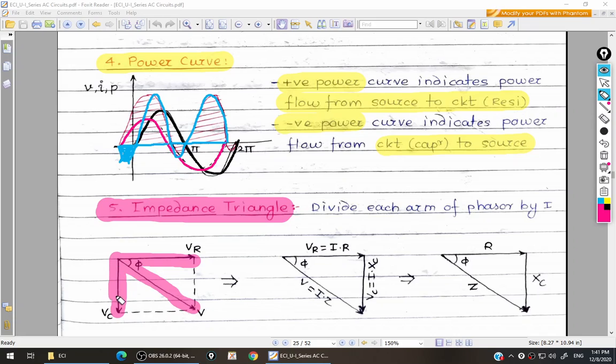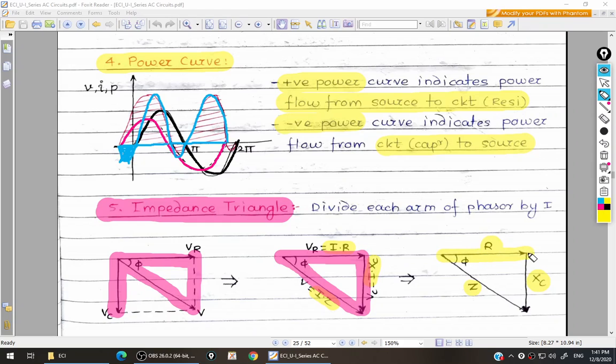Now what I am doing, I am shifting this VC from this point to this point. So how will your phasor diagram look? VR I am keeping as it is, V I am keeping as it is, and VC I am drawing here. So I am getting a triangular shape. Now what is your VR? I into R. What is your VC? I into XC. And what is your V? I into Z. Now if I remove current from all these three terms, I am getting R on x-axis, XC on y-axis, and Z on this diagonal axis, or hypotenuse.